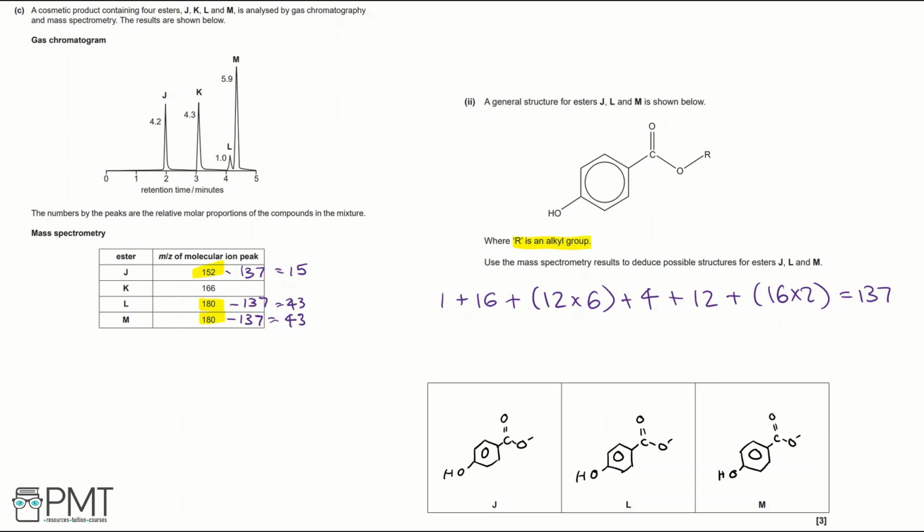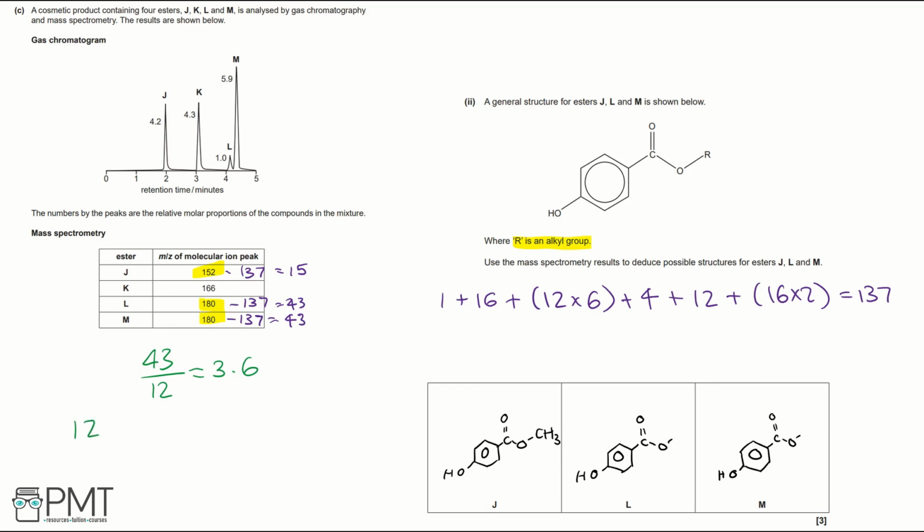The first one we can start with is J, so 15, that's going to be CH3, because carbon has a relative formula mass of 12, 12 plus 3 is 15. So L and M are going to have the same R group value in terms of their relative formula mass. So you can put them either way round because there's no way of knowing which one's which based on the information that we're given. So if we work out how many carbons are present, we do 43 divided by 12, and that equals about 3.6. And you can't have 0.6 of a carbon, so we're going to have 3 carbons.